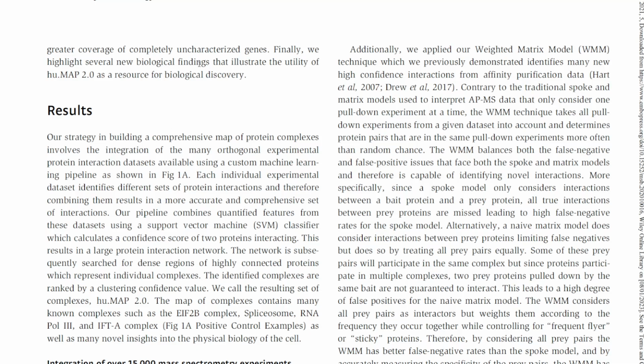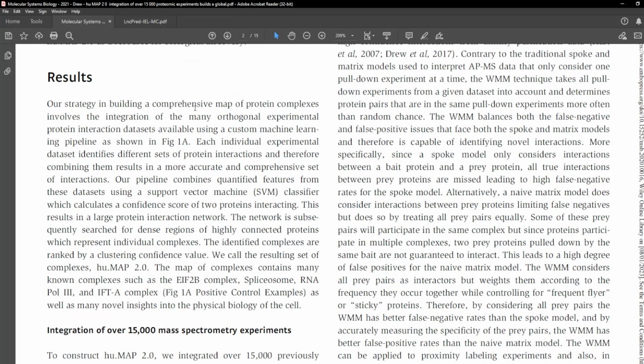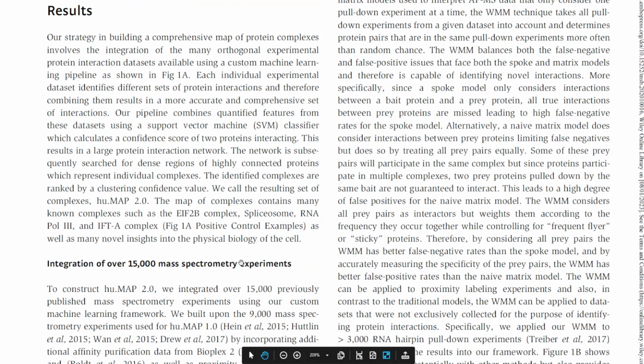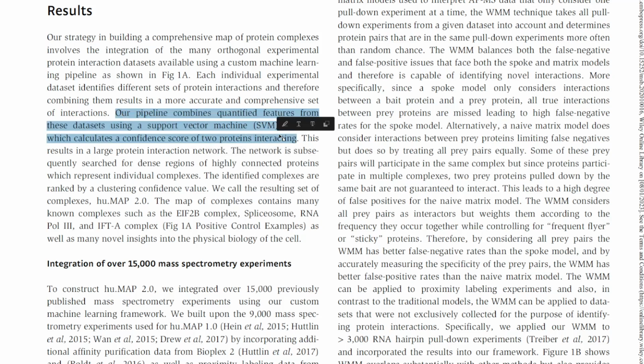Results. Our strategy in building a comprehensive map of protein complexes involves the integration of the many orthogonal experimental protein interaction datasets available using a custom machine learning pipeline, as shown in Fig 1A. Each individual experimental dataset identifies different sets of protein interactions and therefore combining them results in a more accurate and comprehensive set of interactions. Our pipeline combines quantified features from these datasets using a support vector machine, SVM, classifier which calculates a confidence score of two proteins interacting. This results in a large protein interaction network. The network is subsequently searched for dense regions of highly connected proteins which represent individual complexes.